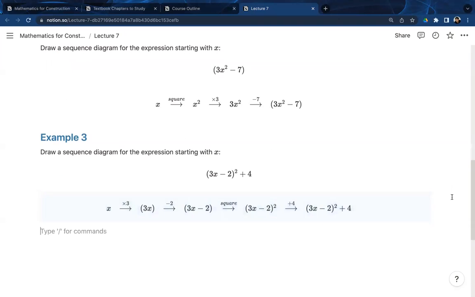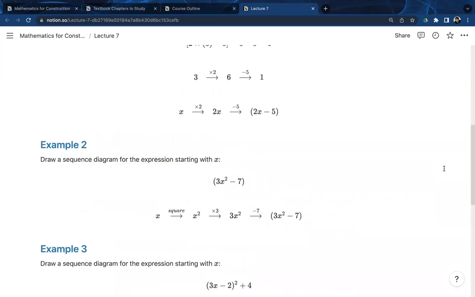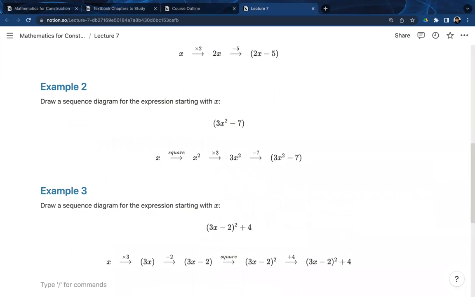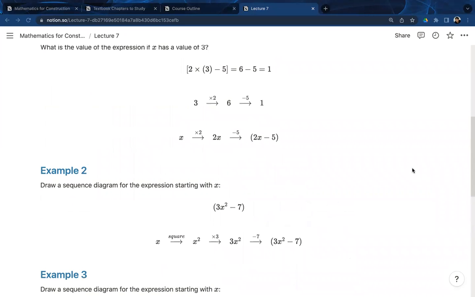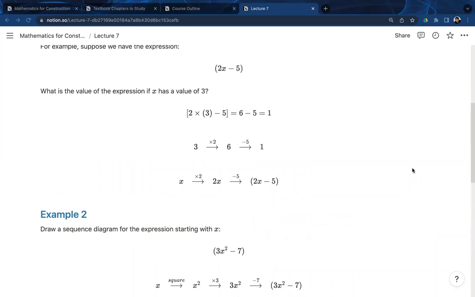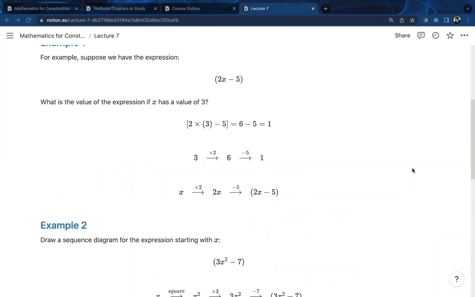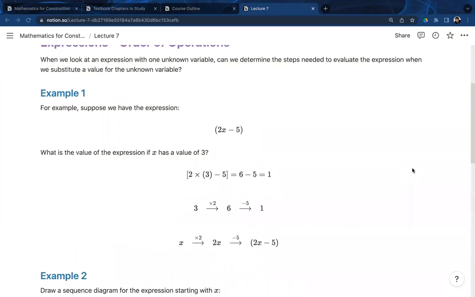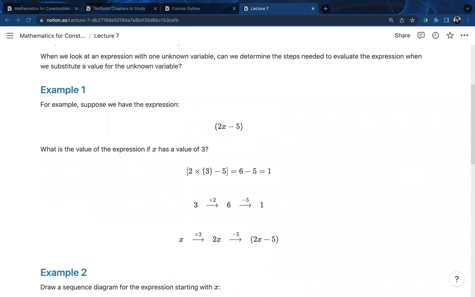Now, why are we doing this? What could you use this for? What I want you to see is that we need to find a reverse sequence diagram, right? So first of all, let's talk about reversals. Okay, operation reversals.